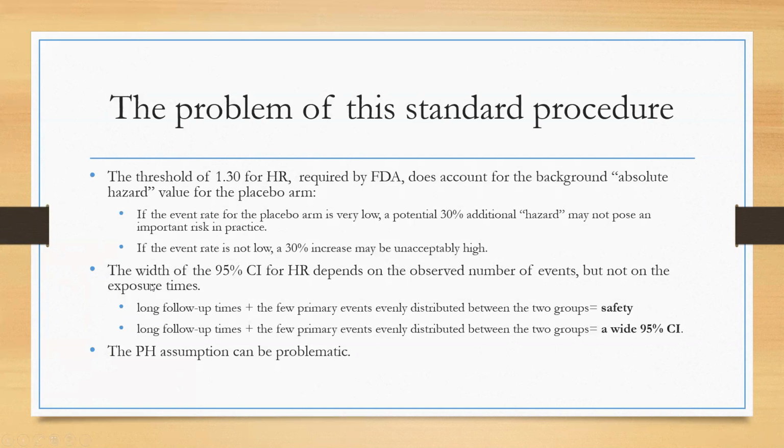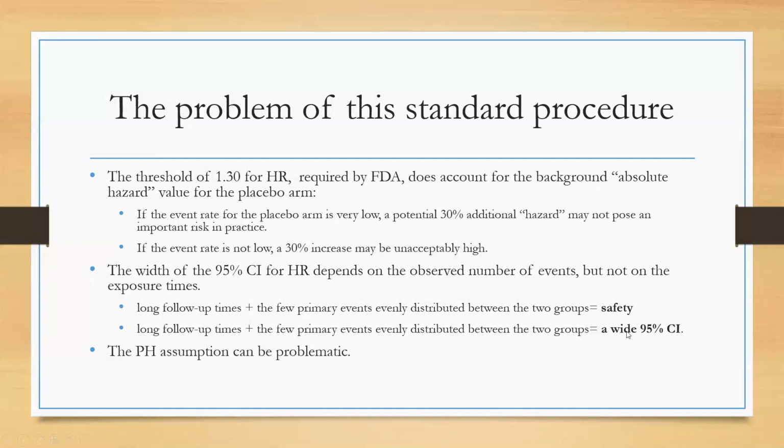And also, for this case, the width of the 95% confidence interval for hazard ratio depends on the number of events, not on the exposure time and the number of patients. So if you only have 5 events or 10 events, the length of the interval is pretty much determined. And if the drug is very, very safe, that means you follow a large group of patients for a long time, and you still have very few cardiovascular events, right? That actually is supposed to be a signal for a very safe drug. But in this case, as we just said, you will have a very wide confidence interval, because you have very few events.